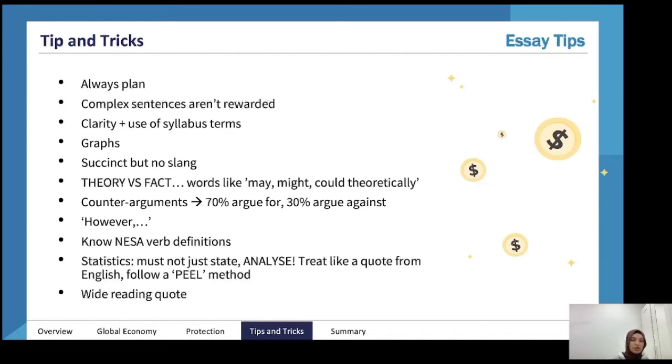Stats, make sure that you are treating them like a quote in English. You are analysing them, you're not just simply stating them and then never referring to them again. And wide reading quotes as well.